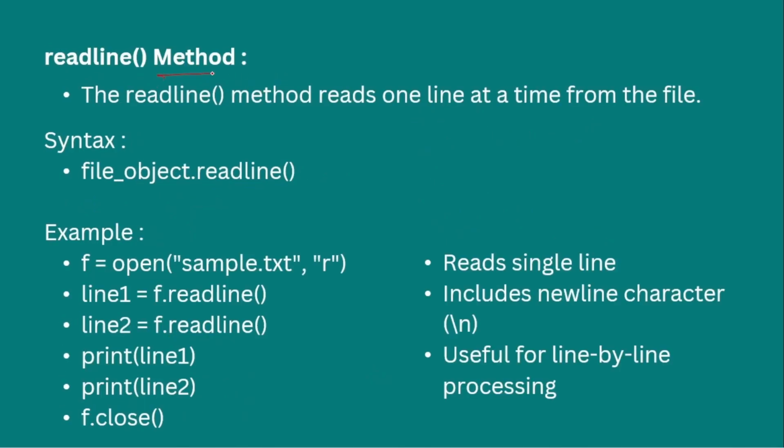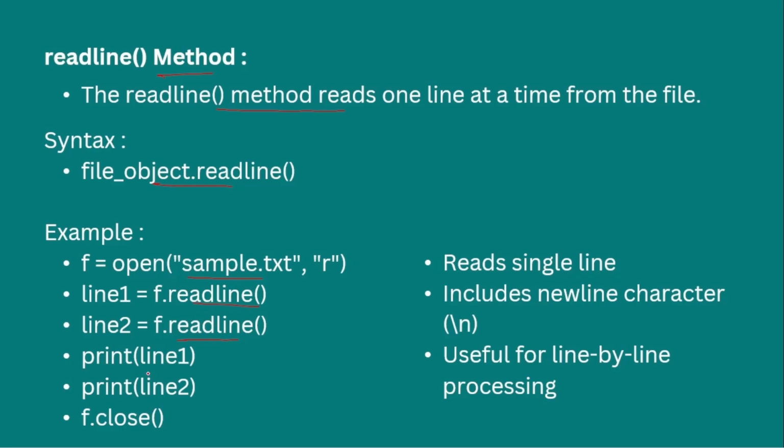Next is the readline method. The readline method reads one line at a time from the file. So with the help of the read method, we were reading all the data at once, but this readline method will read one line at a time from the file. So the syntax is file object dot readline. Here is an example: open sample.txt in read mode. Line 1 is f.readline, line 2 is f.readline. So line 1 will read the first line, then line 2 will read the second line.